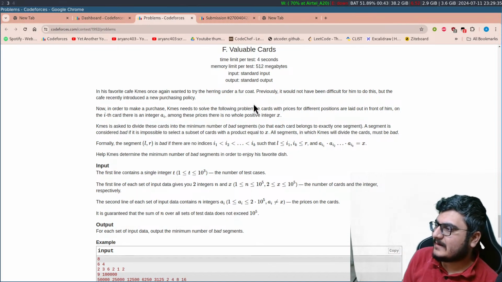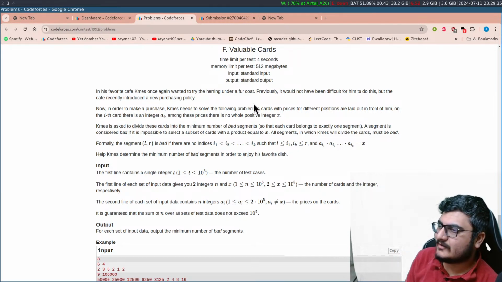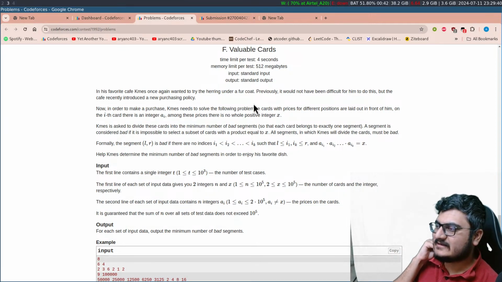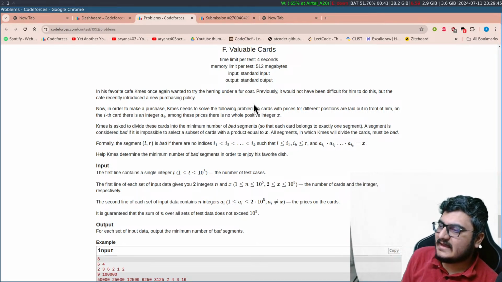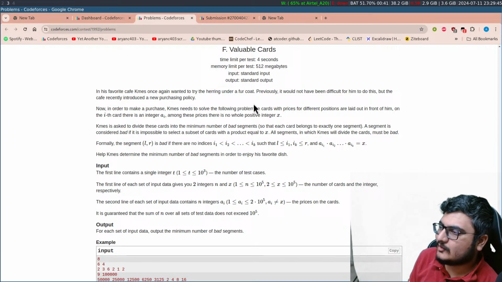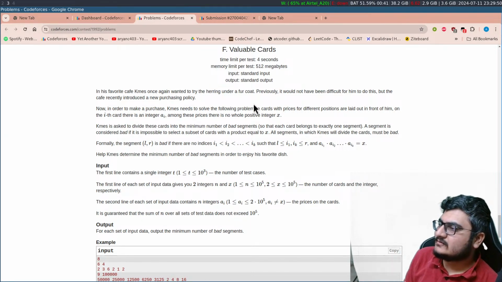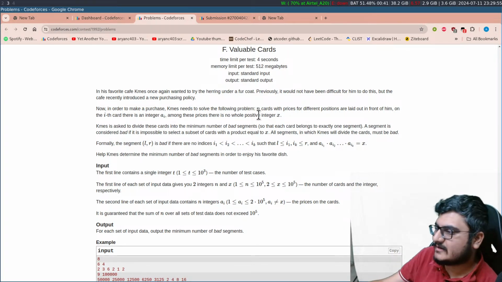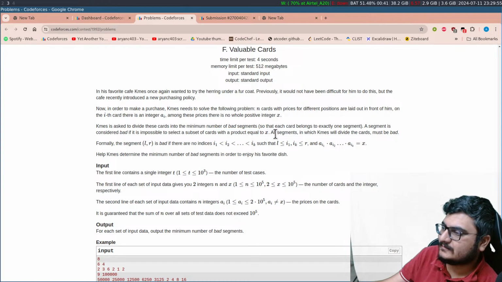N cards with prices from different positions are laid in front of him. On the ith card, there is an integer ai. Among these prices, there is no whole positive integer x. K is asked to divide these cards into the minimum number of bad segments so that each card belongs to exactly one segment. A segment is considered bad if it is impossible to select a subset of cards with product equal to x. All the segments in which K divides the cards must be bad.